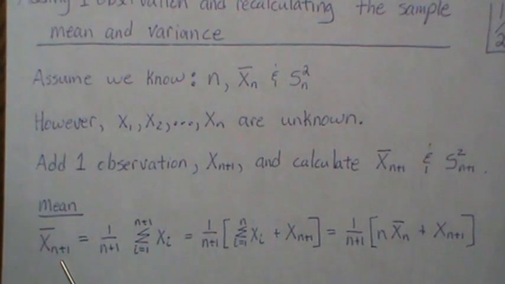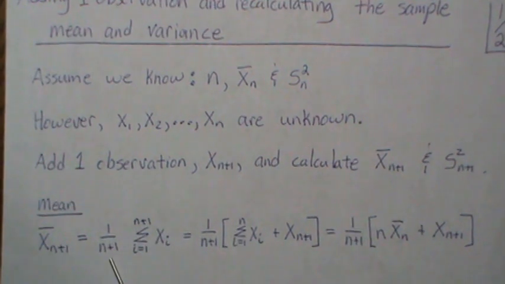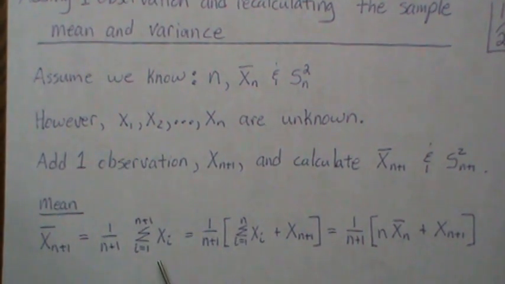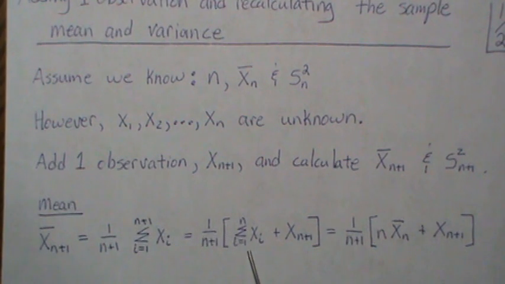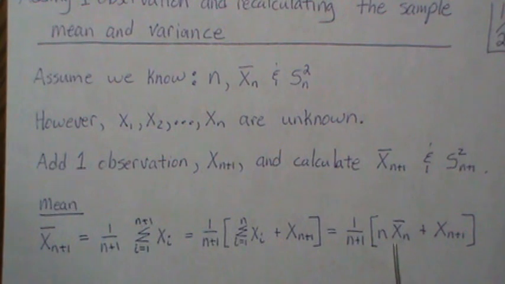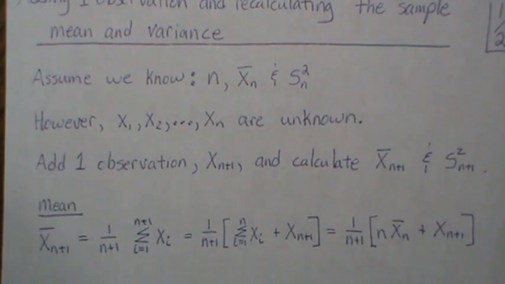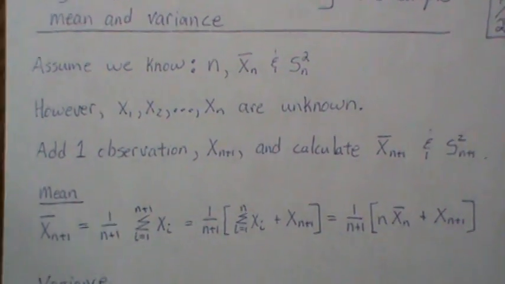So the mean is a little more straightforward. We know it's just add up the data, divide by n plus 1. But we can separate this sum from 1 to n and the last observation. And then if we multiply and divide by n, that's multiplying by 1, it doesn't change it, and we get this. Well, and then we're finished. We know n, and we know the sample mean, and we know the next observation. So this calculation is the sample mean of a sample based on n plus 1 observations.